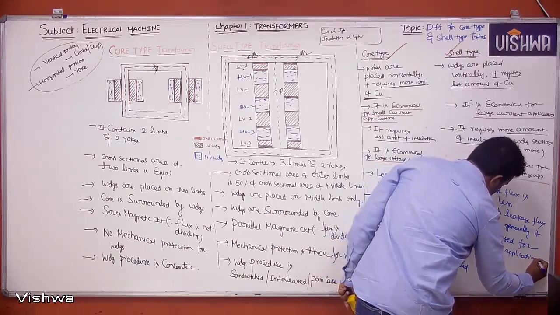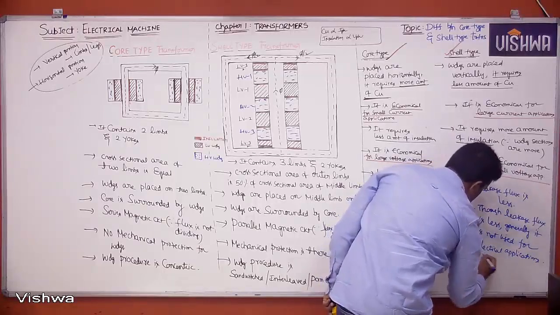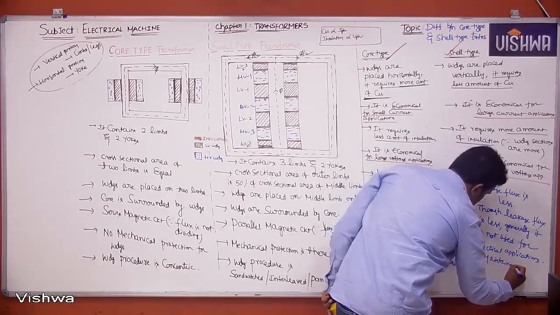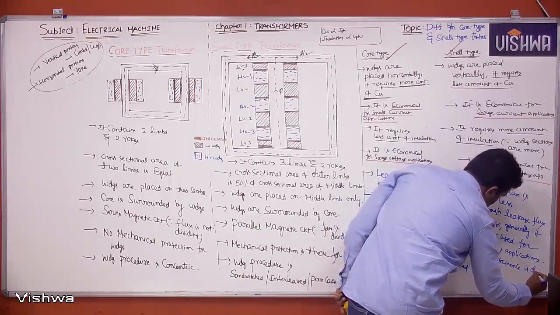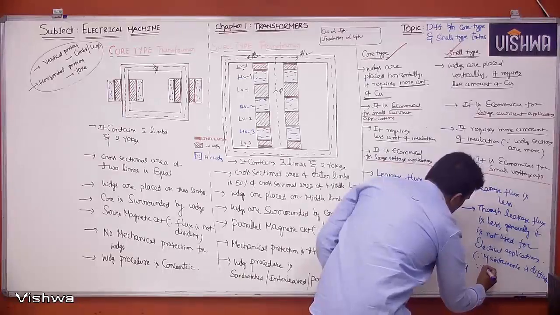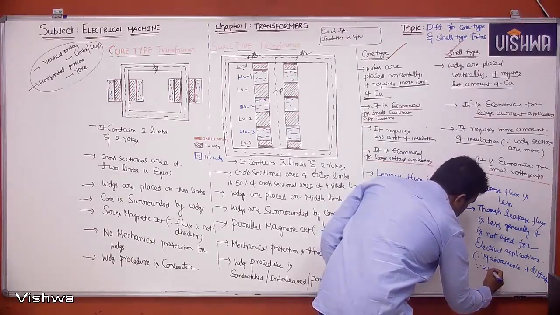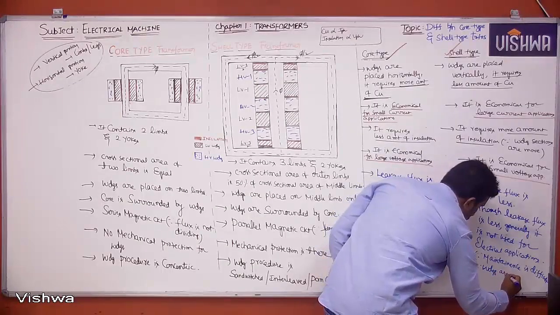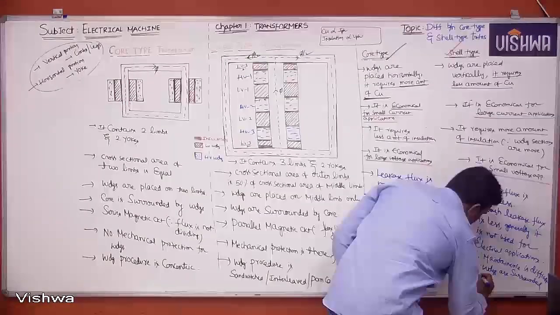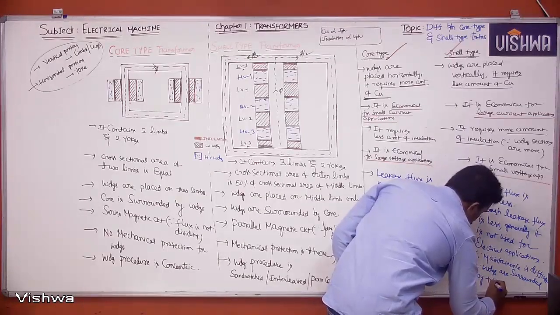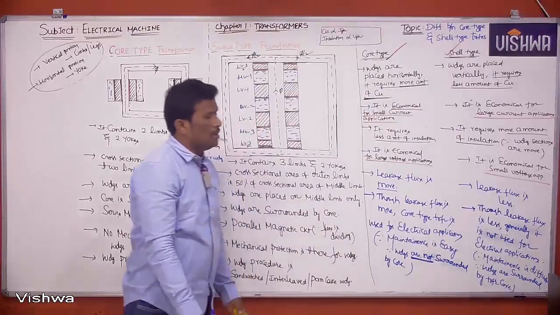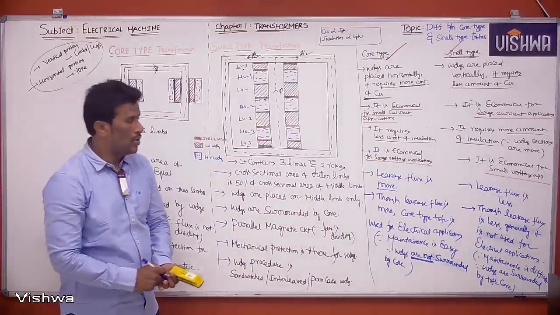Reason: since maintenance is difficult. Why is maintenance difficult? Since the windings are surrounded by the transformer core. Okay, note this.